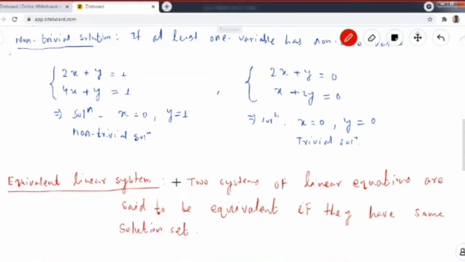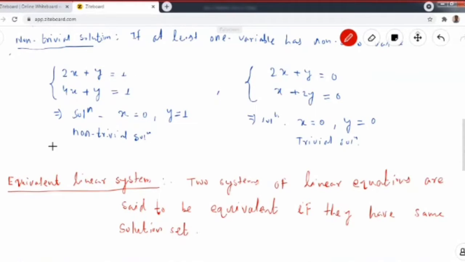For whatever examples we just discussed here, the non-trivial solution and trivial solution, these systems have simply a unique solution. But what is the meaning of solution set? Solution set means the set of all, suppose we are considering a two-variable, two-equation system of linear equations, all the ordered pairs which satisfy these two equations. That is called the solution set.